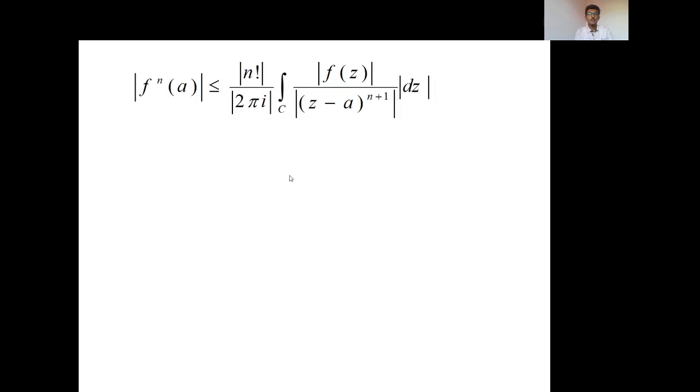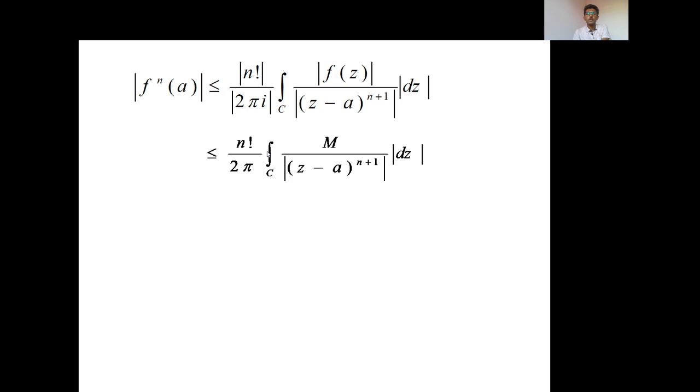Therefore, the modulus of f power n of a is less than or equal to the modulus of n factorial divided by the modulus of 2 pi into the integration over this circle C of the modulus of f of z divided by z minus a whole power n plus 1 into dz. Which is less than or equal to n factorial divided by the modulus of 2 pi. This is again a positive number, therefore the modulus is the same. The modulus of 2 is 2, the modulus of pi is pi. You can calculate the modulus and you will get the same number. But the modulus of i is nothing but 0 plus i into 1.